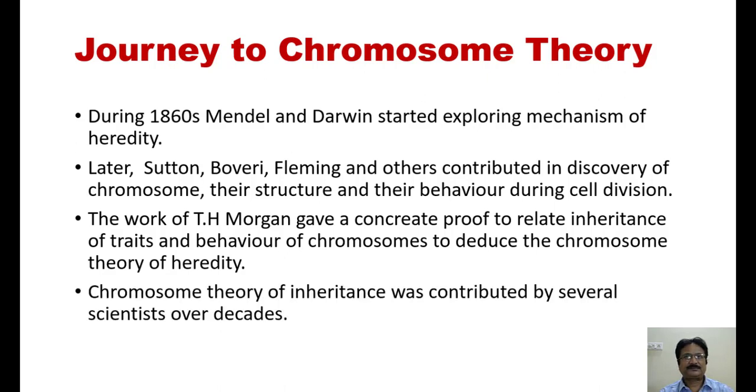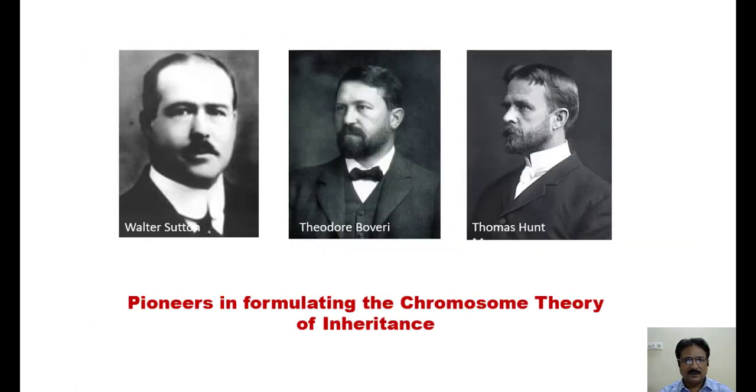which means that the chromosome theory of inheritance is not the product of a single scientist. Several scientists contributed in different forms, and the ultimate product was the chromosome theory of inheritance. These three scientists played a leading role in the chromosome theory of inheritance: Walter Sutton, Theodore Boveri, and Thomas Hunt Morgan.